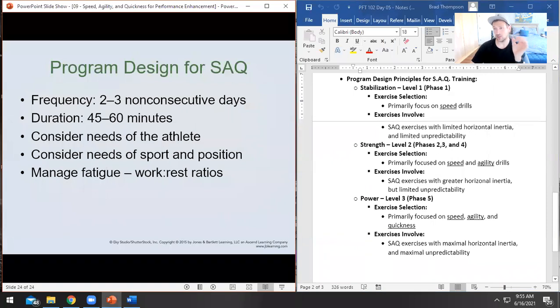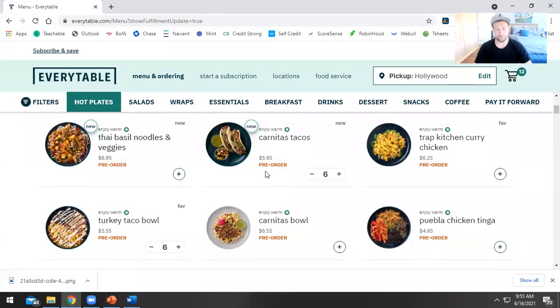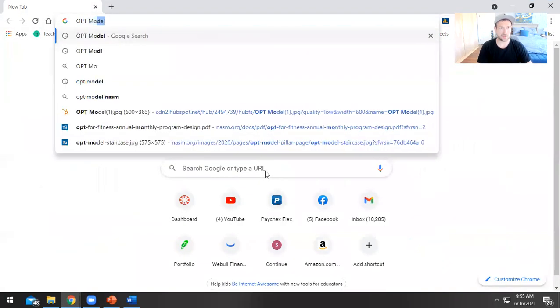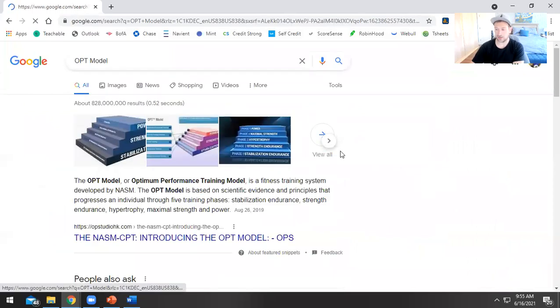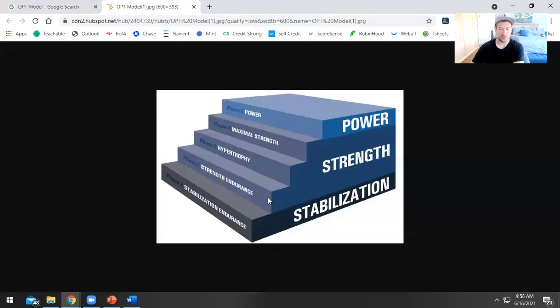Now, in the realm of how we are going to put this together with NASM, I actually have to make a new OPT chart here. If we're talking about using the OPT model to write a program here, hold on just a second. I need a new one of these.